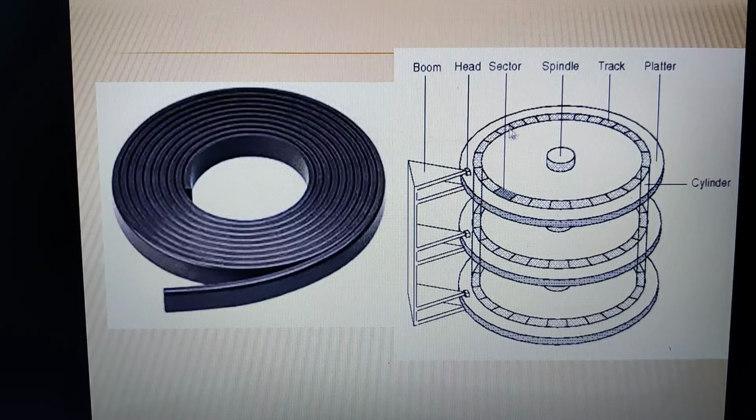This track is again divided into sectors. Each sector will be holding some specific number of bytes or characters. The same thing applies in the case of magnetic tape also. This is a strip of plastic, so here the bits are being recorded as magnetic spots along several tracks. Usually 7 to 9 bits are recorded simultaneously to form one single character along with a parity bit. And here also we have read or write.